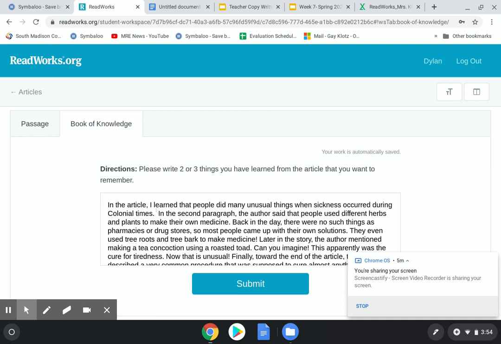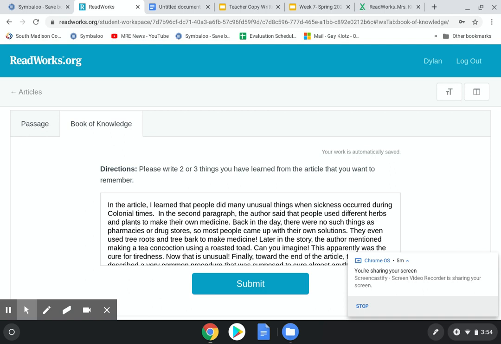So once I get into citing my evidence, I've already told you that many unusual things occurred back then. But what I'm going to do now is give you specifics about what actually was done to cure sickness. It says in paragraph 2, there's my citation, the author said that people use different herbs and plants to make their own medicine. Back in the day, there were no such things as pharmacies or drugstores, so most people came up with their own solutions. They even used tree roots and tree bark to make medicine. So that's my one citation and my explanation.